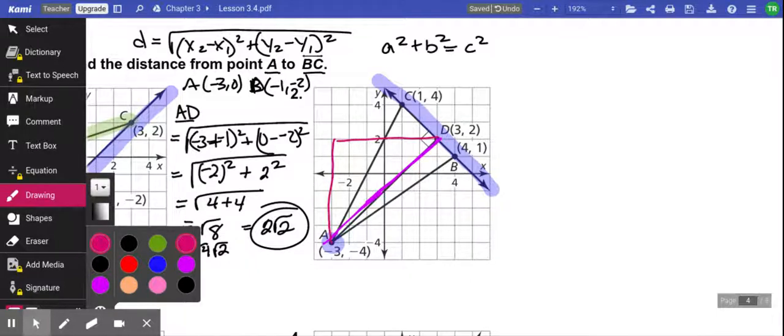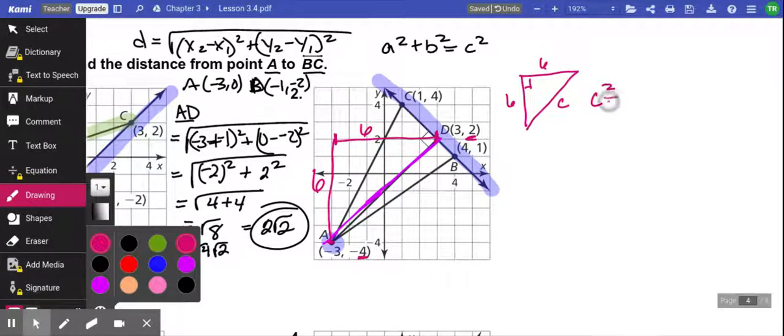The rise, I'm going from negative 4 up to 2. That's a change of 6. The run, I'm going from negative 3 to positive 3. That's a change of 6. So Pythagorean theorem, I basically created a right triangle where this is 6 and 6, and then this would be my c. My c is always my hypotenuse.